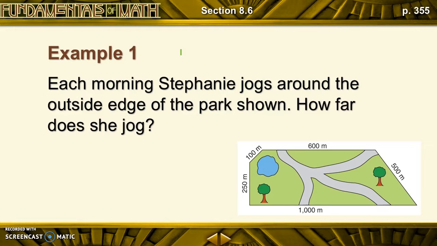So example 1. Each morning, Stephanie jogs around the outside edge of the park shown. How far does she jog? Take a second, pause the video. I want you to try it. I know it's in your book, but try to ignore your book. Just pause it, give it a try, and then check with the person next to you. Everyone give Miss P a thumbs up so she can continue the video whenever you have your answer.